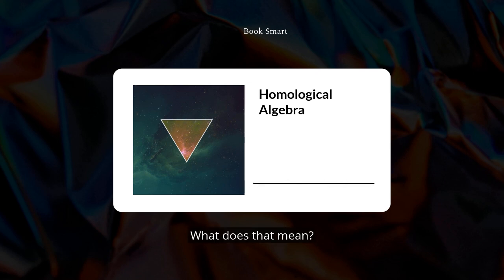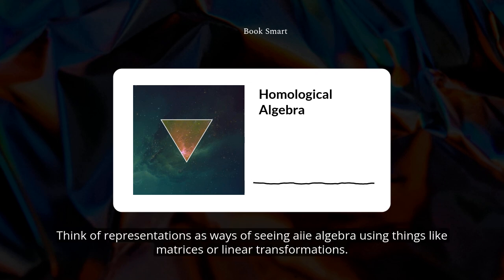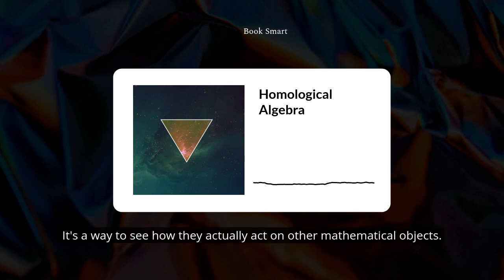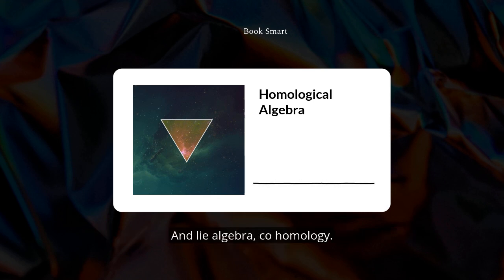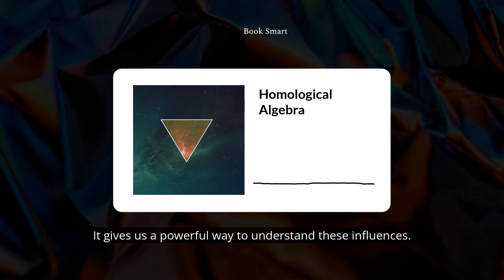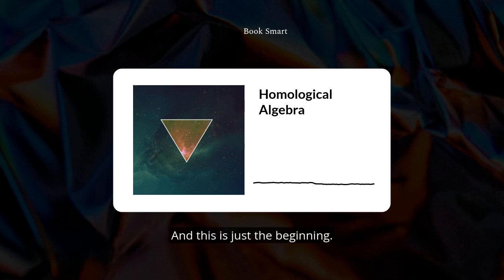Representations, what does that mean? Think of representations as ways of seeing a Lie algebra using things like matrices or linear transformations. It's a way to see how they actually act on other mathematical objects. Oh, so it's like understanding how a Lie algebra influences its surroundings. Exactly. And Lie algebra cohomology gives us a powerful way to understand these influences. And this is just the beginning.